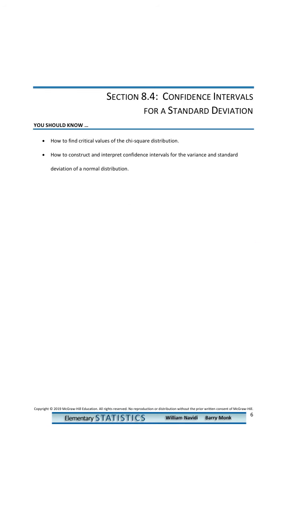So in this section, you learned how to find the critical values of the chi-square distribution and how to construct and interpret the confidence intervals for the variance and the standard deviation of a normal distribution.